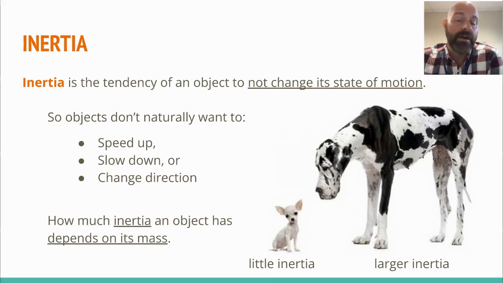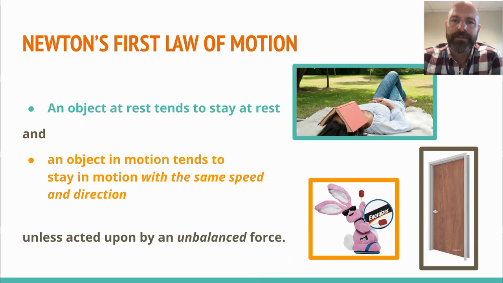Inertia is completely dependent on mass. In some ways, they're interchangeable words when we're talking physics and motion. Something with small mass has a small or little inertia. Something with a large mass has a large amount of inertia.